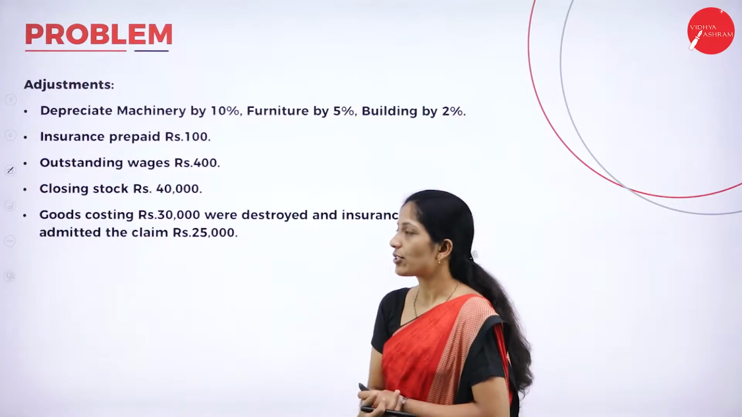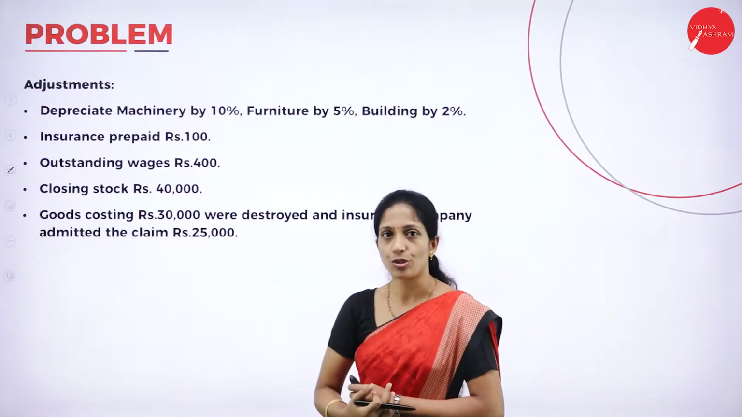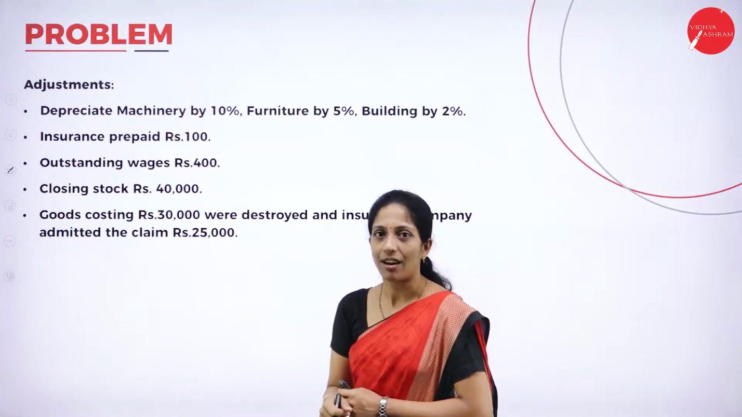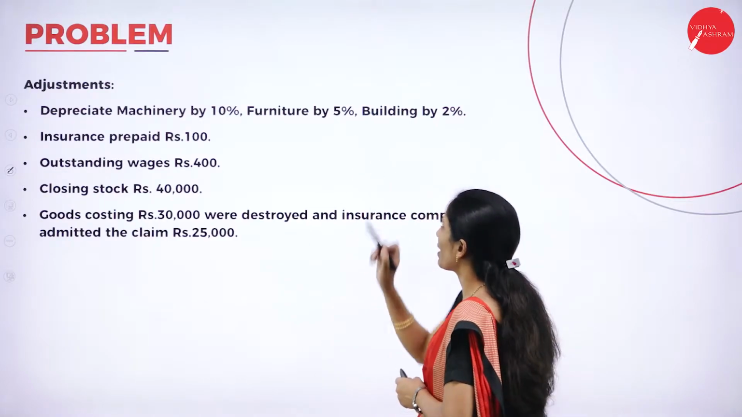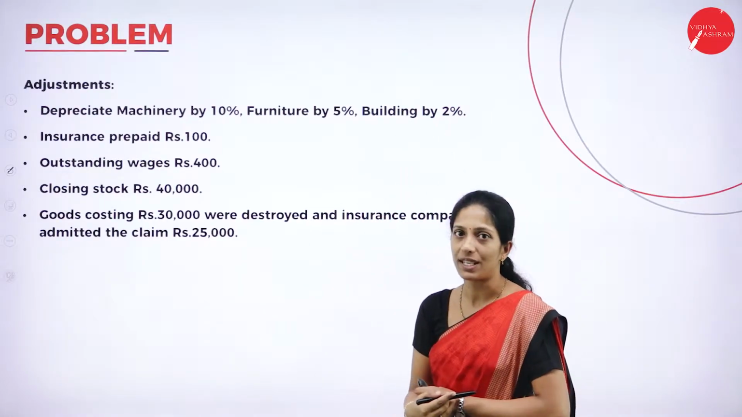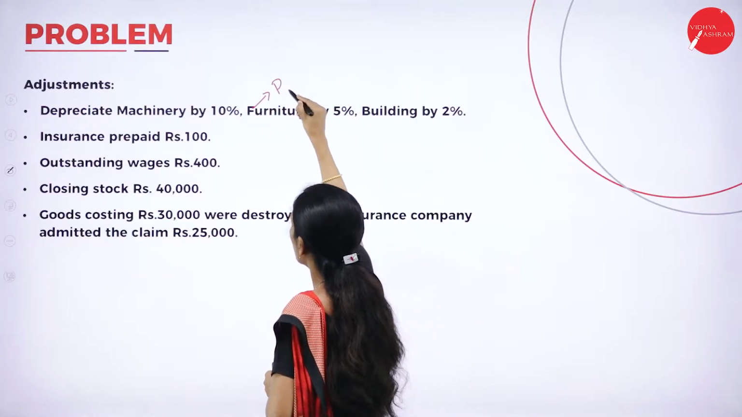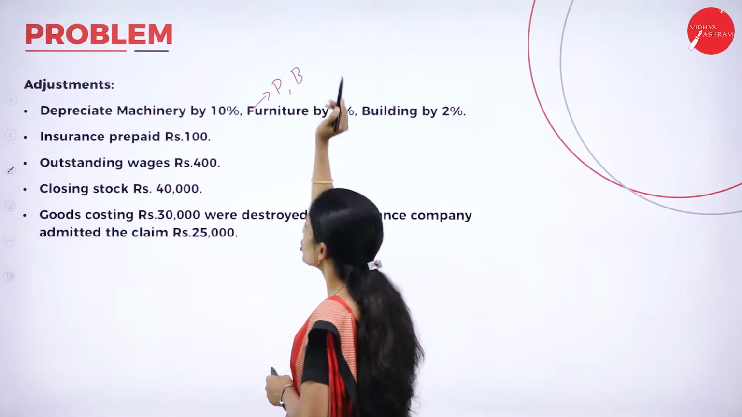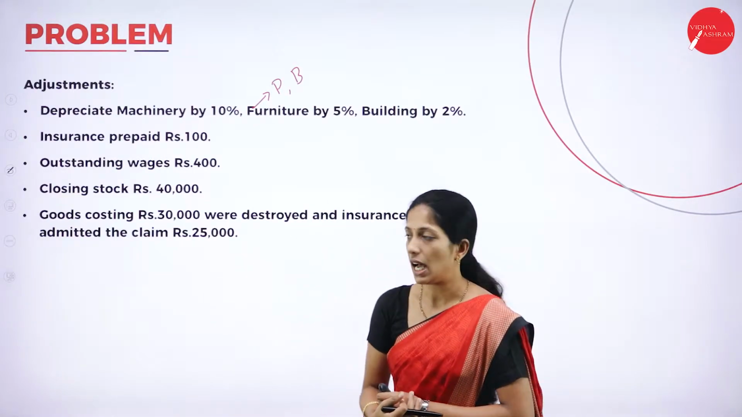Now we shall go through the adjustments. So these adjustments we have to record twice in a solution. So let us see where we have to record. Depreciate machinery by 10%, furniture by 5% and building by 2%. So where do we record depreciation? Debit side of profit and loss account. Next, in the balance sheet we have to minus the depreciation from the respective asset.